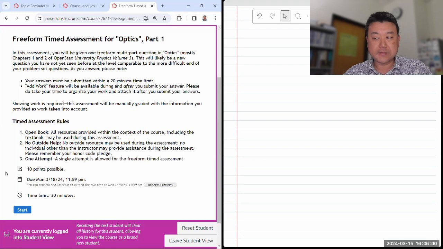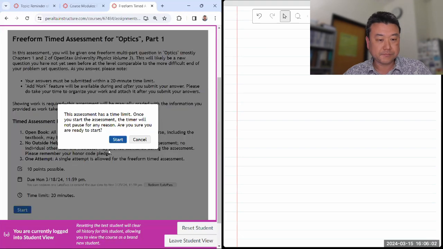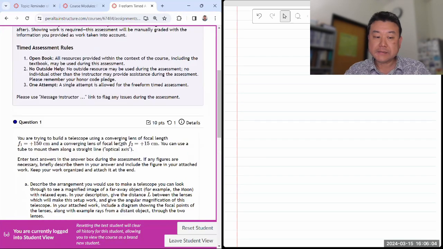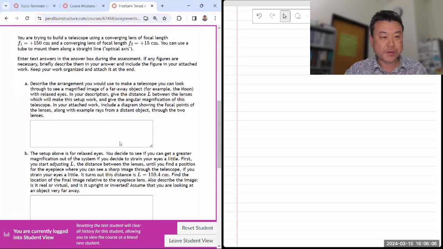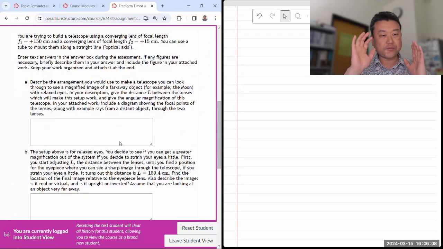So let's start. All right, that's a new question. Okay, you are trying to build a telescope. Okay, I see that. 2 converging lenses. Enter text answer. These numbers might not be randomized. I should have randomized it.